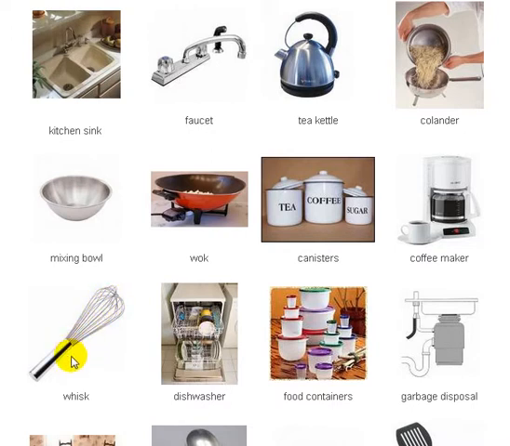This is a whisk. Use this to beat. To beat means to rapidly move it through something like eggs or whatever you want to mix or to thicken. This is a dishwasher. You put your dishes in there, close the door, and it washes the dishes for you.